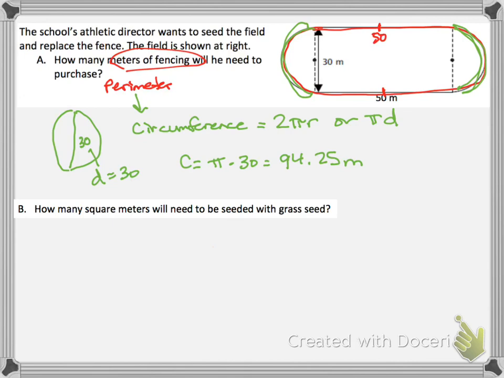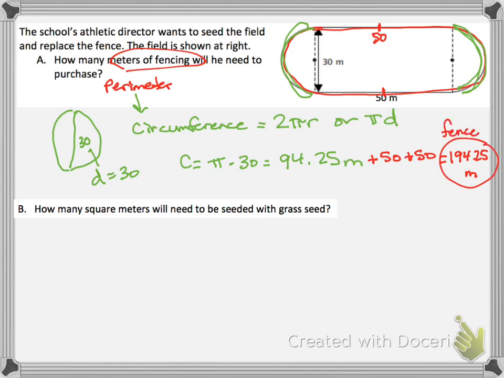Now the last thing we need to do in order to find the total amount of fencing is add 50 and 50 to that. So my distance all the way around is going to be 194.25 meters of fence.